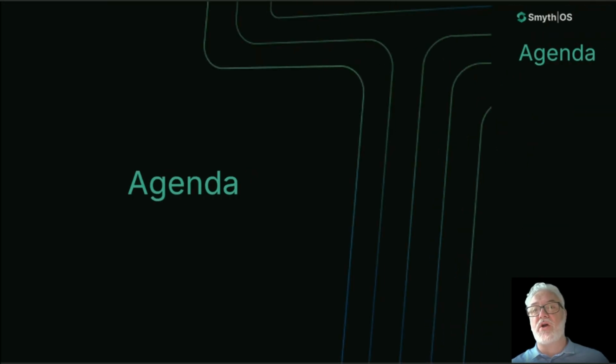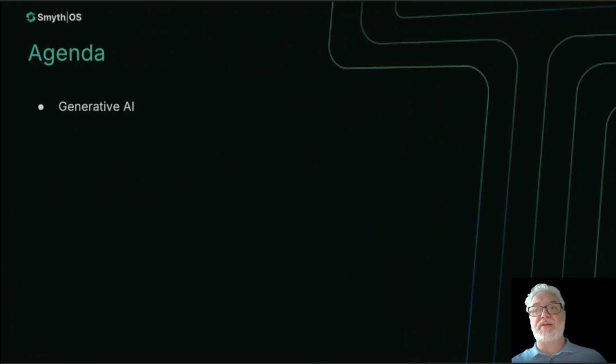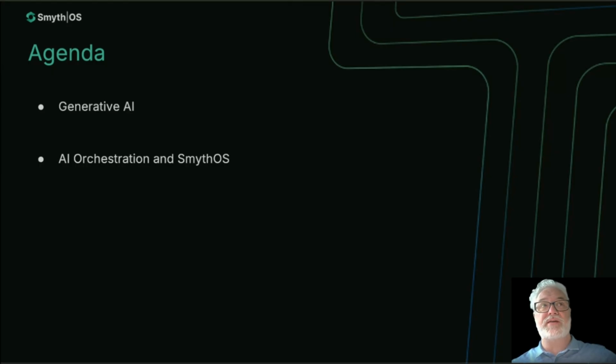First thing I want to do is talk about the agenda. The agenda for today, within this first session, is just going over generative AI specifically. It's important to understand where we have the context for what it is that we're doing and how we got here, just so that you understand what you're doing and why you're doing it. The other thing we're going to cover is AI orchestration and SmythOS specifically.